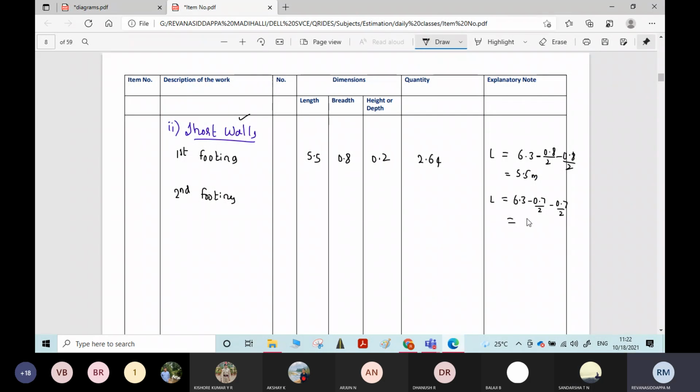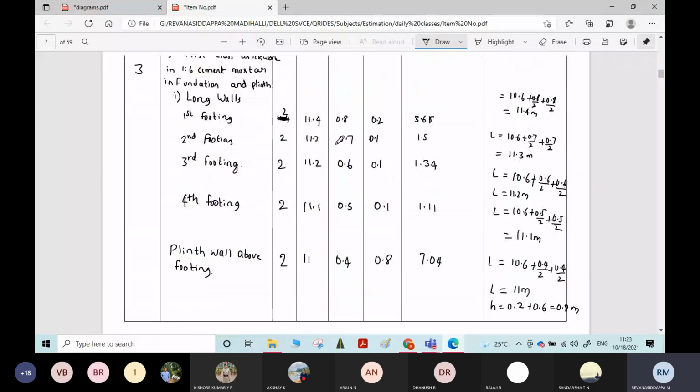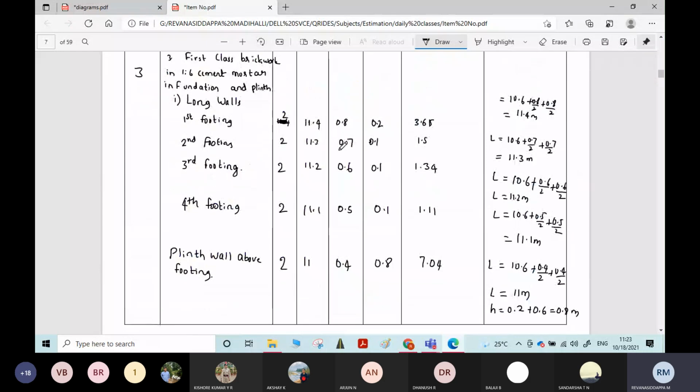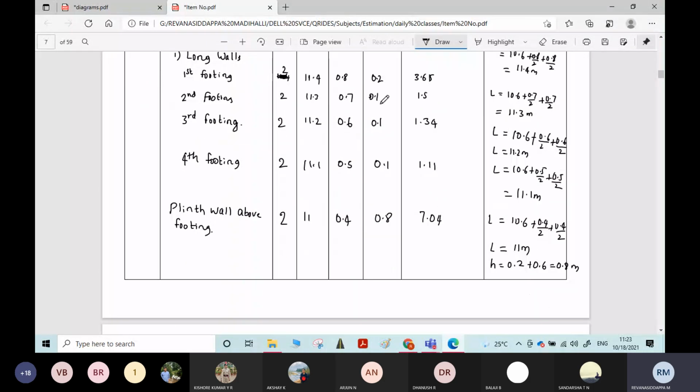How much? 5.6. Correct answer. Yes, sir, 5.6 meter. Width and height remain the same as in the previous calculation, 0.7 and 0.1.